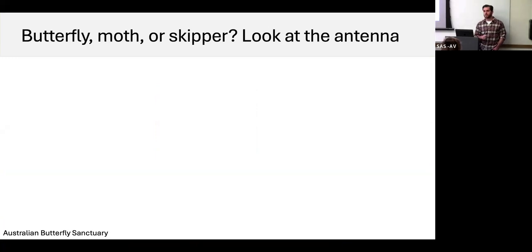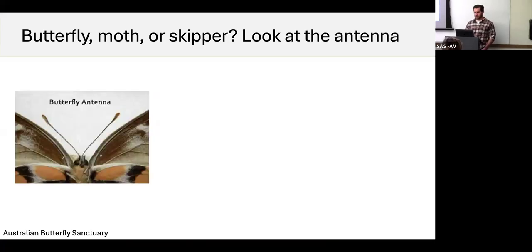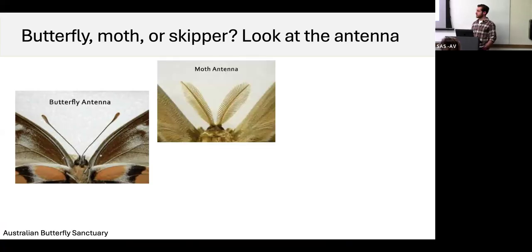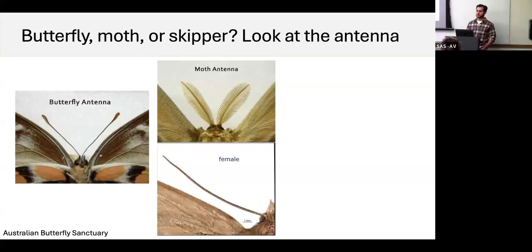Now, a common question when it comes to butterflies and moths: how do you tell them apart? Well, really the only surefire way to do this is to look at their antennae. Butterfly antennae are always going to be clubbed. That means basically it's like a ball on a stick. So when you see that type of antenna, it's probably a butterfly. Moth antennae, on the other hand, are either feathered or what we call filamentous, which is just thread-like.